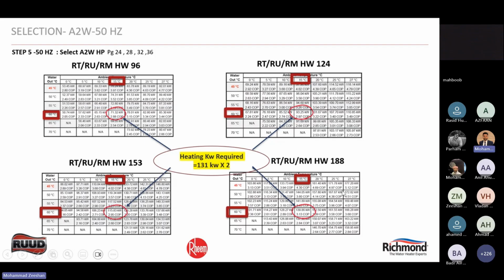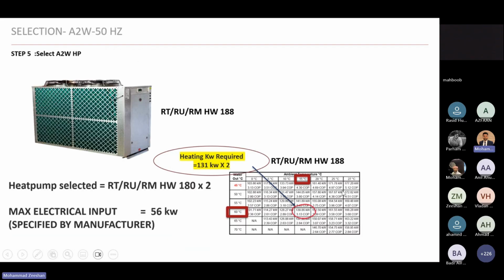So I will select RMHW or RTHW or RUHW 188 kilowatt.